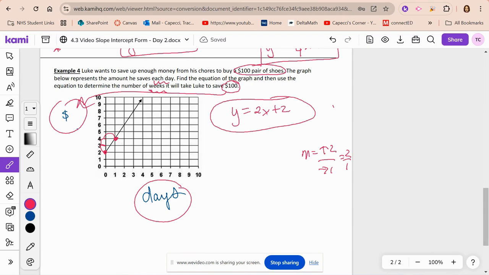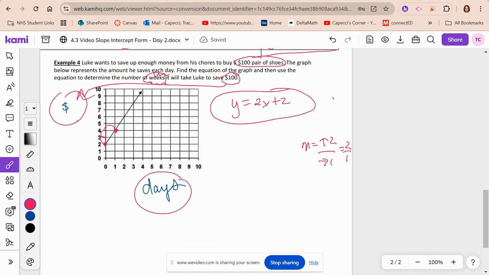Now I'm not done because it says find the equation and then use it to determine the number of weeks. So first we need to know the number of days first, right? That's our x-axis here. So if we're going to try to figure out how long it takes Luke to save $100, well, the $100, that's my y. So I'm going to substitute in my y for 100, right? That's what the question's asking. And then I have 2x plus 2. And I'm just going to get x by itself. So I get 98 is equal to 2x. Divide both sides by 2. So x is equal to 49.